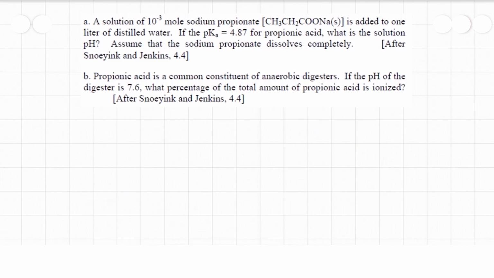3.88. A solution of 10 to the power minus 3 moles of sodium propanoate is added to 1 liter of distilled water. If the pKa is equal to 4.87 for propionic acid, what is the solution pH? Assume that sodium propanoate dissolves completely. Propionic acid is a common constituent of anaerobic digesters. If the pH of the digester is equal to 7.6, what is the percentage of the total amount of propionic acid which is ionized? First, let's try to write the equation.